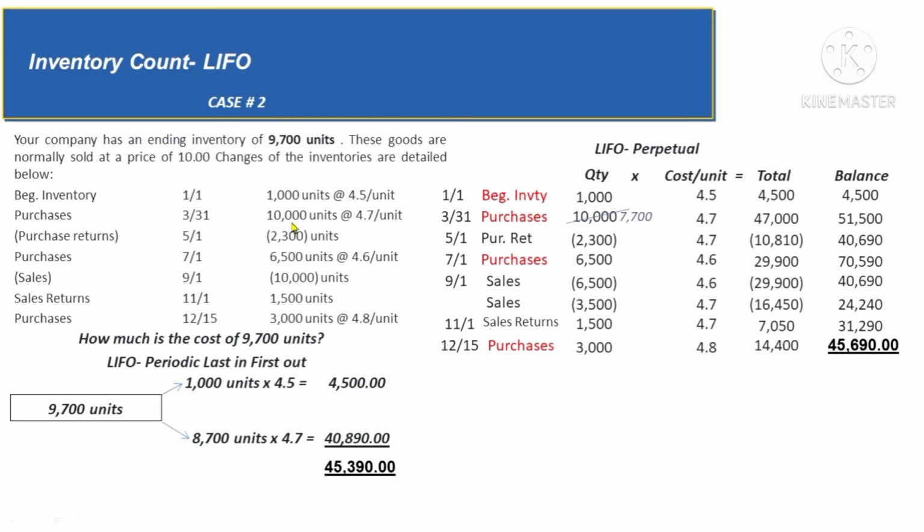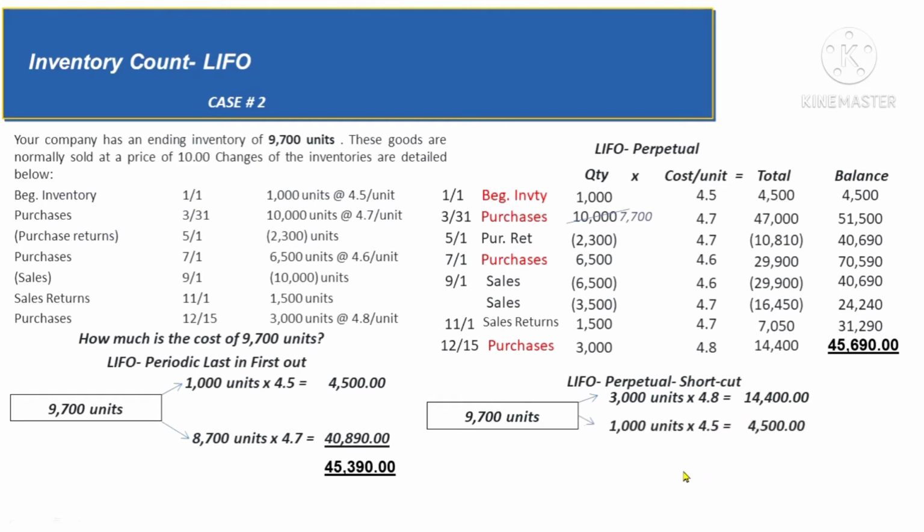Of course. How? Again, we have 9,700 units remaining. But instead of assuming that it comes from the beginning inventories and the oldest inventories, let's assume first that the 3,000 of this 9,700 come from the recent or the latest purchase right here. So we have 3,000 at 4.8, which is 14,400. And after that, of course, 1,000 units come from here at 4.5. And the last 5,700 units come from the purchase on 3/31, which is 4.7 per unit.